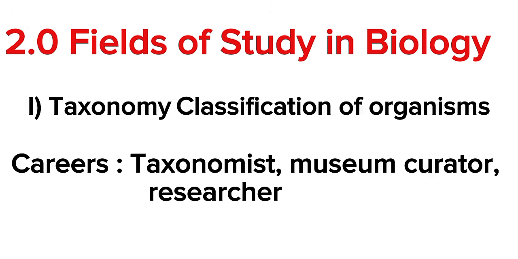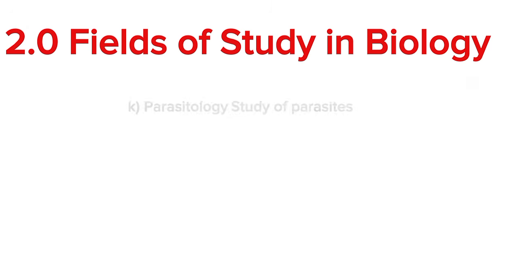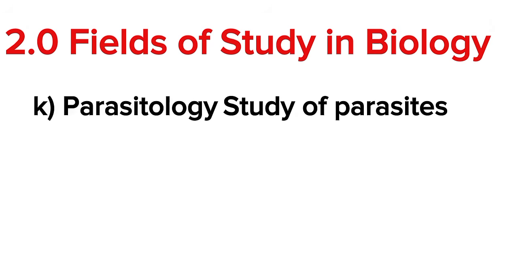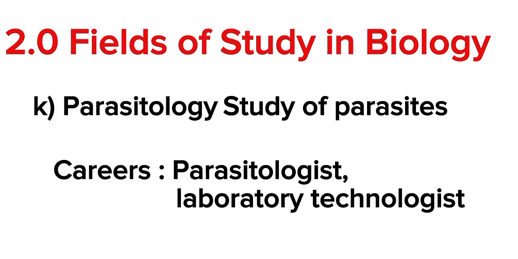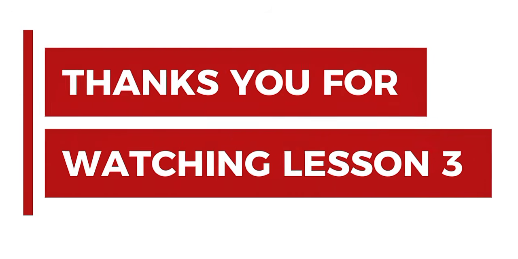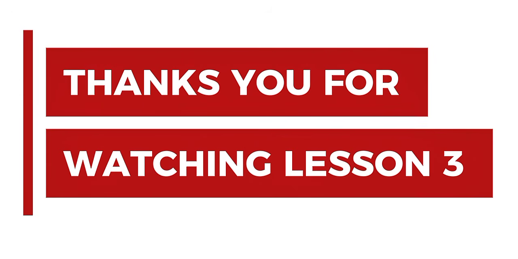Unaona, ataweza kuclassify animals, ajue these are amphibians, these are reptiles, these are mammals, yani tu unaelewa hii maneno. Unaona, because classification means you classify animals according to their characteristics and behavior. Parasitology, study of parasites. Careers here are parasitologists and lab technologists. End of lesson 3. Lesson 4.